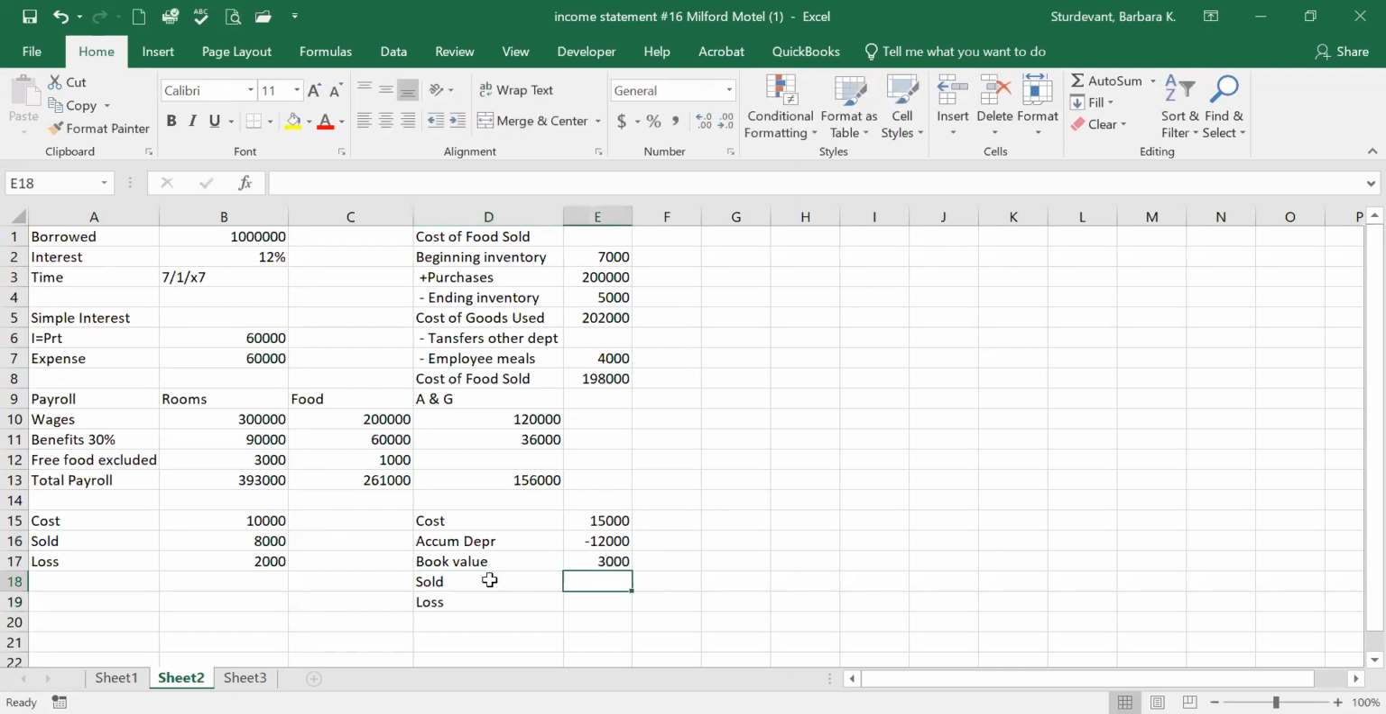All right, it was sold for 2. And so now what do we have? If it's worth 3 and I sold it for 2, what do I have? 1. You have a loss of 1,000. Correct. Okay, that is all the additional information. Questions?